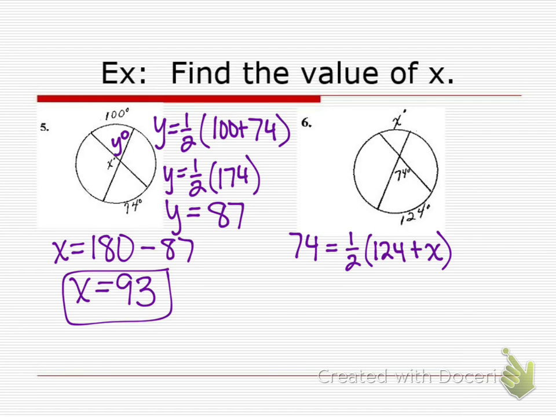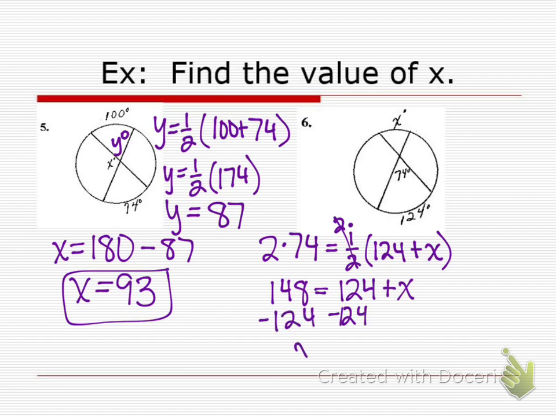Now you have 2 options. Again, you can distribute if that's what you're more comfortable with. I like to get rid of my fraction right away. So what am I going to do? Multiply by 2 on both sides so that my fraction is gone. 2 times 74 is 148 equals 124 plus x. Last step. Good. We subtract the 124. X is equal to 24.